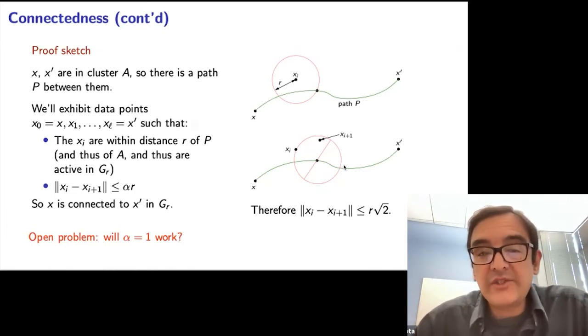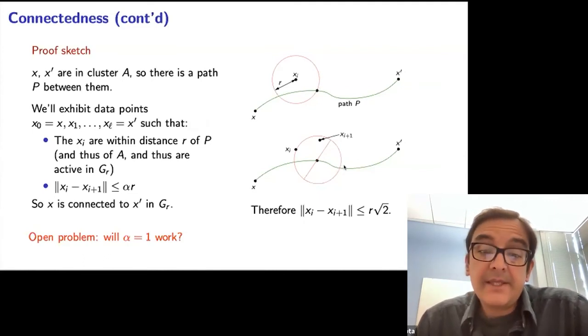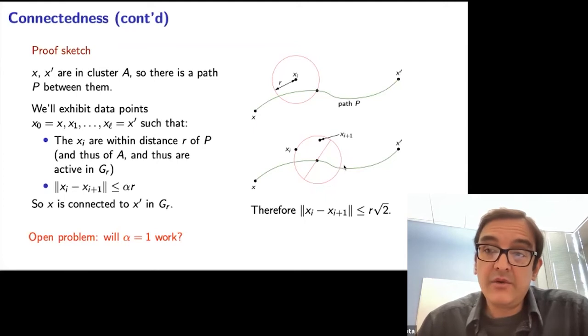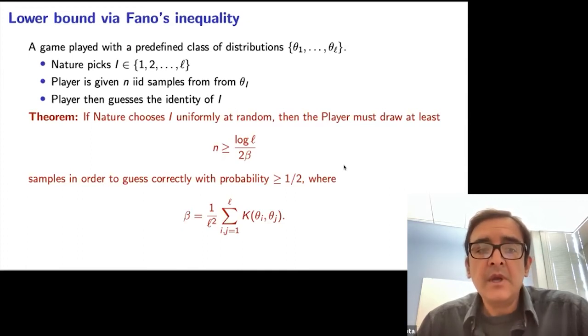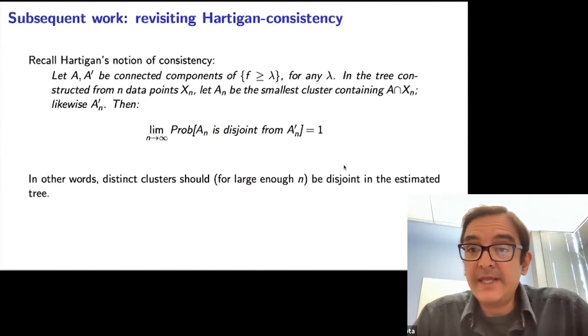Anyway, so that's how one shows the finite sample rates. And that implies consistency because any pair of clusters is sigma epsilon separated for some positive sigma and epsilon. And so once you have the finite sample rate, you automatically get consistency, okay? The lower bound is shown using Fano's inequality, which is quite customary in these settings.